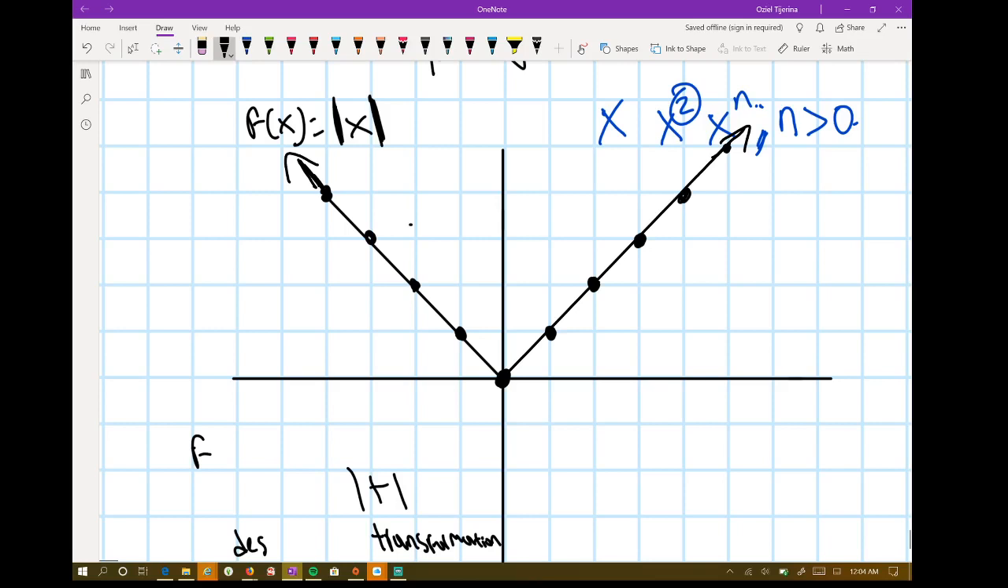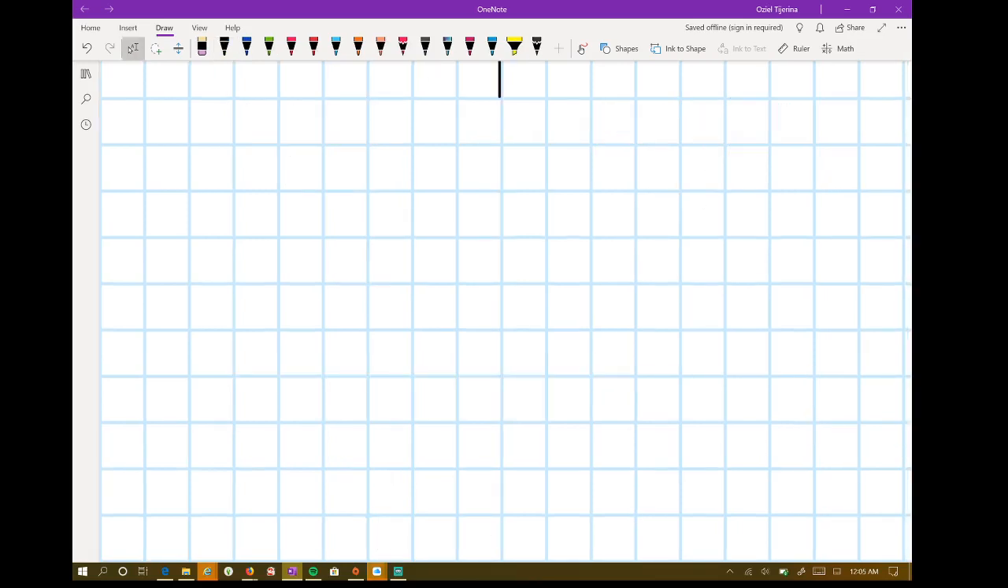Let's see. So this is how it looks, and also I'm going to graph the other one. So the other one is, let's see, give me a second. The other one you do, let's see. Give me 1 second, guys.